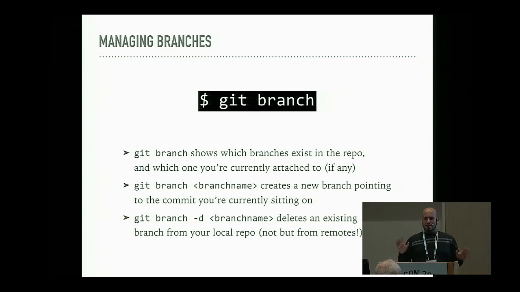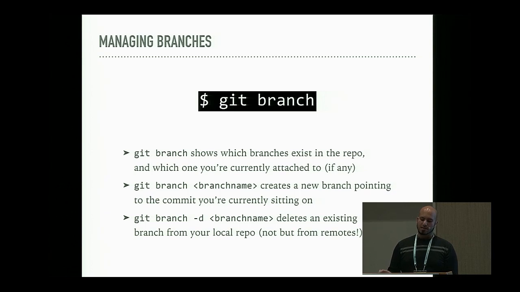So now that we have some idea of what a branch actually is, it's just a label that points to commits. Now we can start using the commands that Git provides to use that. So git branch is the basic command. If you run it without any arguments, it will show all the branches that currently exist in the repo and which one you're currently attached to, if any.